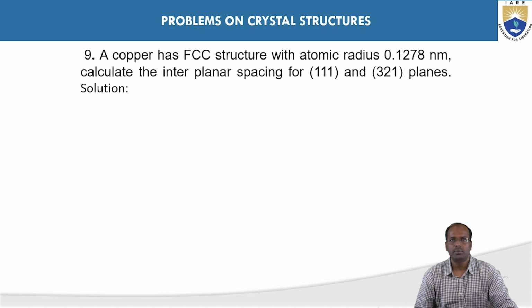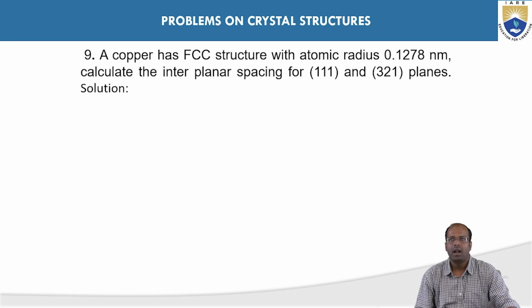Last problem. Copper has a face-centered cubic structure. How many atoms are there for face-centered cubic? N is equal to 4. Now, what is the atomic radius? They are asking for face-centered cubic. R is equal to A by 2 root 2 is the formula for face-centered atomic radius, that is R is equal to root 2 by 4A.